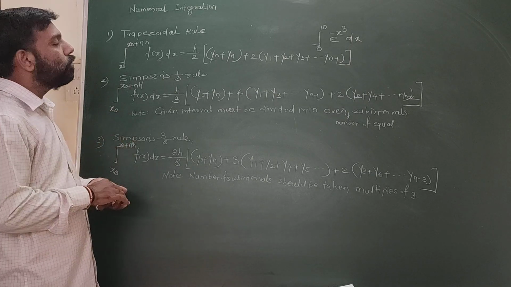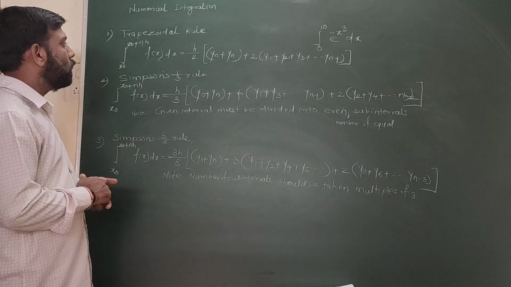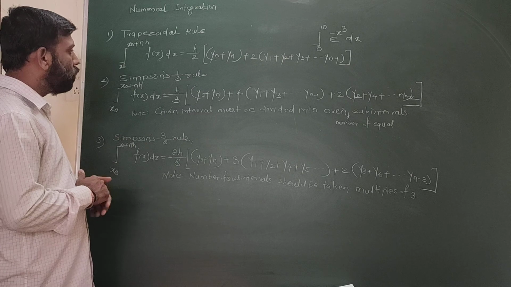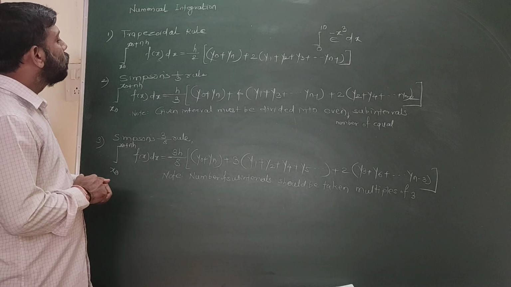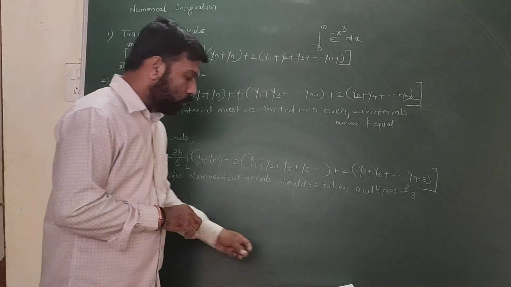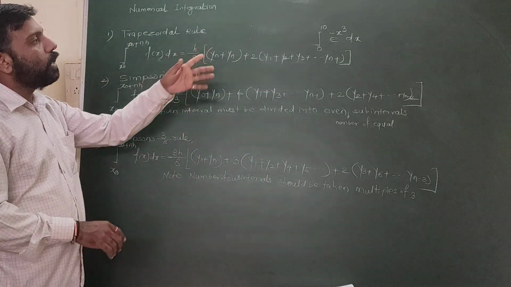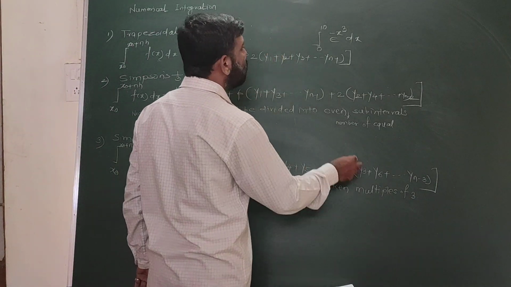So now we start the discussion of numerical integration. These three formulas, the trapezoidal rule, Simpson 1/3 rule, and Simpson 3/8 rule, we'll see with examples. Any integral with some limits we can evaluate by using these three rules.